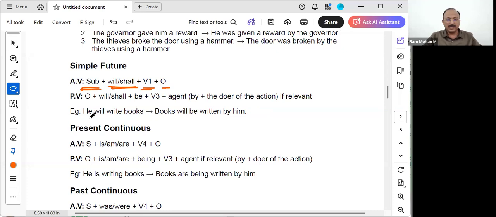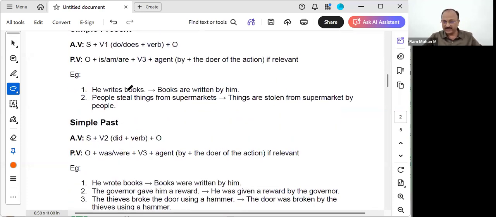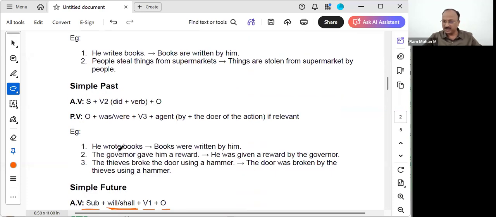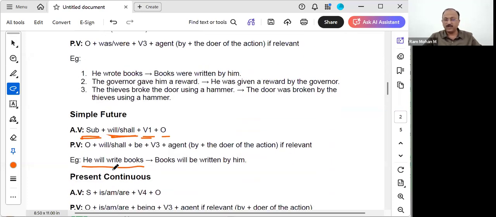So what we do? He will write books. Simple present, he writes books. Simple past, he wrote books. Simple future, he will write books. Correct now? What will happen?